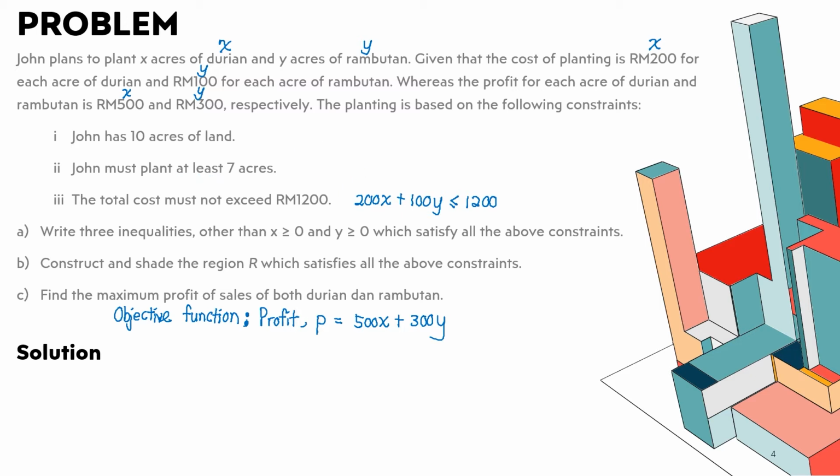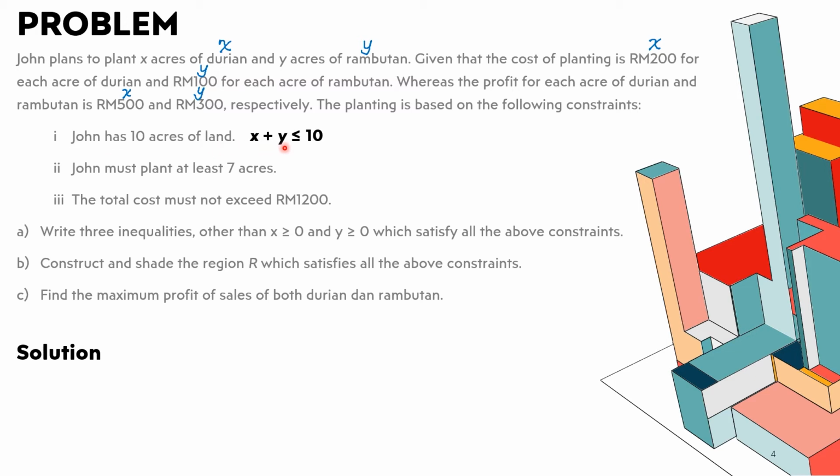So next, we'll look at the inequalities one by one. So first, let's look at the first inequality again. John has 10 acres of land. So the first inequality will be x plus y must be less than or equals to 10. The second inequality, John must plant at least 7 acres. So x plus y must be greater or equals to 7.